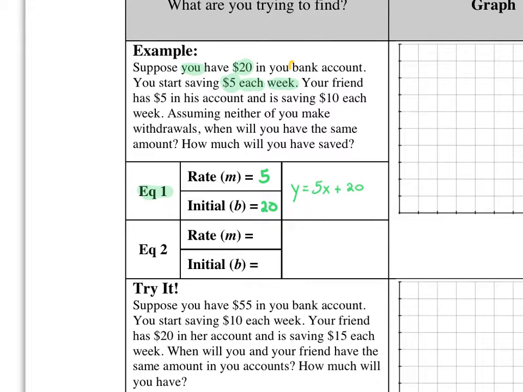So let's do the same thing over here. My friend has $5 in his account and is saving $10 per week. So let's plug things in. $5 to begin with, and $10 here. So Y, the amount of money he has, is $10 per week plus the initial $5.